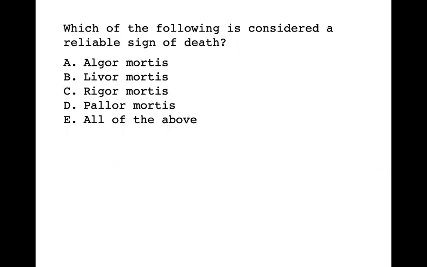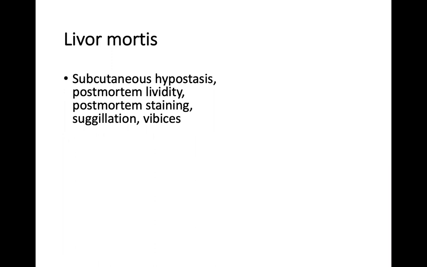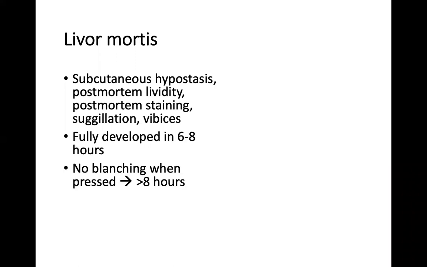Okay, which of the following is considered a reliable sign of death? The correct answer here is letter B. Tandaan nyo, livor mortis. Okay, what is livor mortis? Livor mortis is subcutaneous hypostasis, postmortem lividity, postmortem staining, suggillation, or RBCs. And remember that it's fully developed in 6 to 8 hours and there is no blanching when pressed for more than 8 hours. Why is it a reliable sign of death? Because fully developed siya in 6 hours.